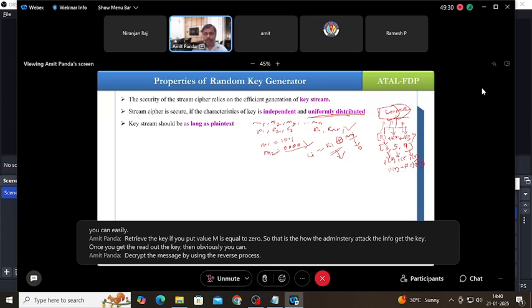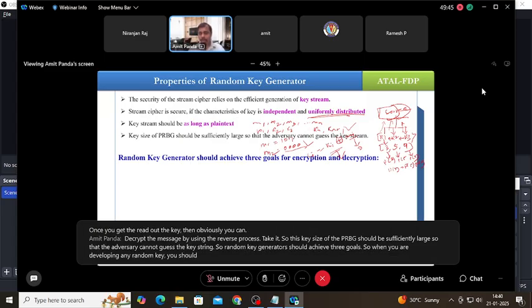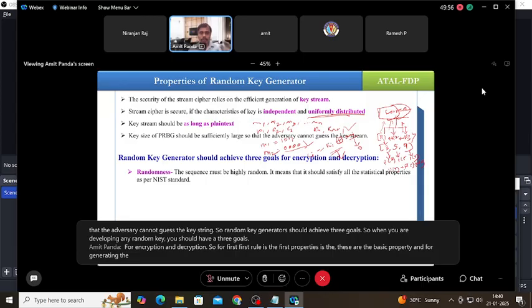Okay? So this key size of the PRBG should be sufficiently large so that the adversary cannot guess the key string. So a random key generator should achieve 3 goals. When you are developing any random key, you should have 3 goals for encryption and decryption. So the first property is, these are the basic properties, and for generating the key you should achieve this goal. What are the goals? While you are developing the random number, randomness.